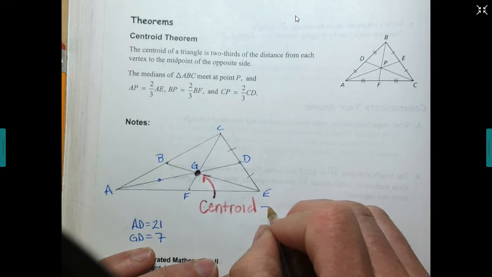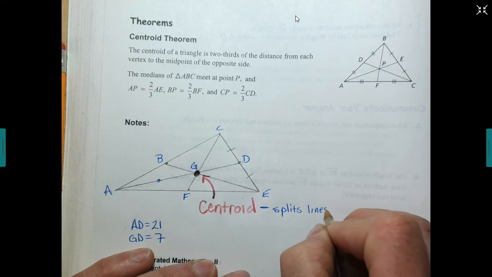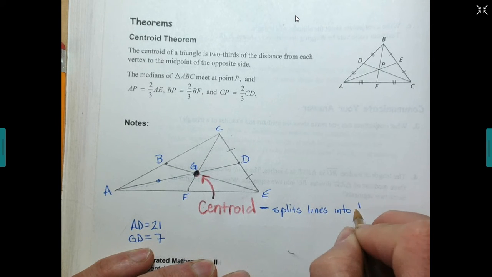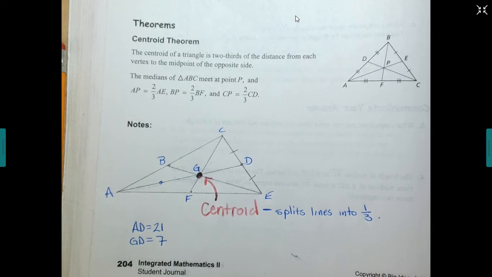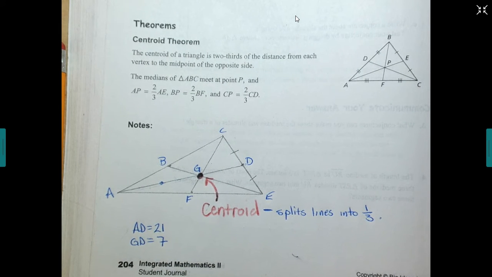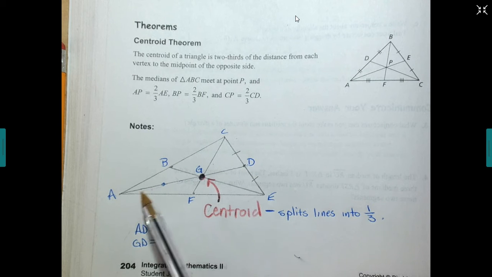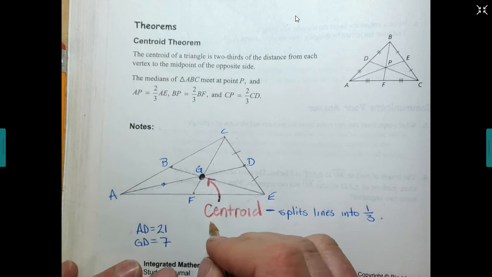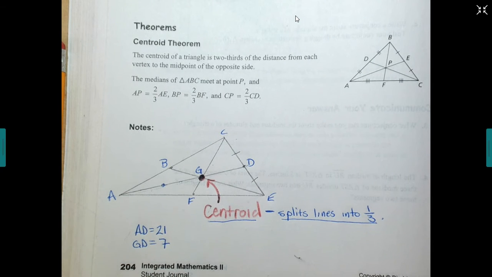So the centroid splits line segments into thirds. And the way that you find it is just by finding the midpoint and drawing a line to the opposite side. So that is a centroid. A centroid splits line segments into thirds. And that's how you find it.